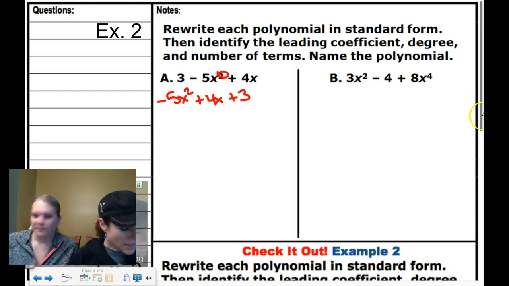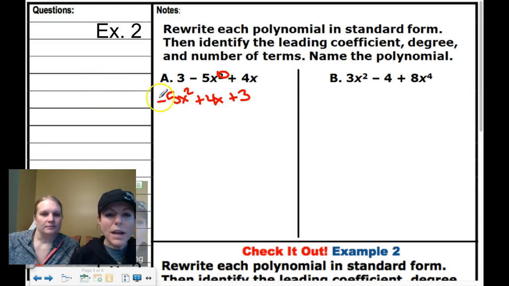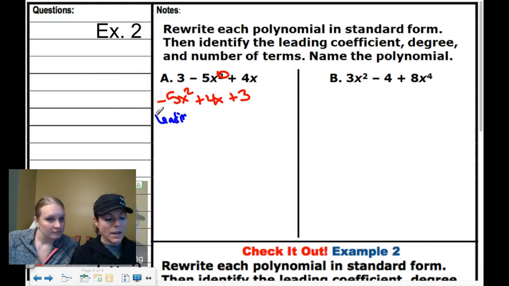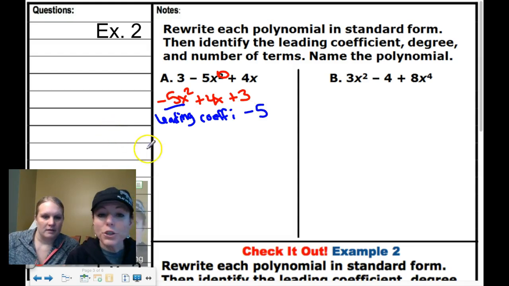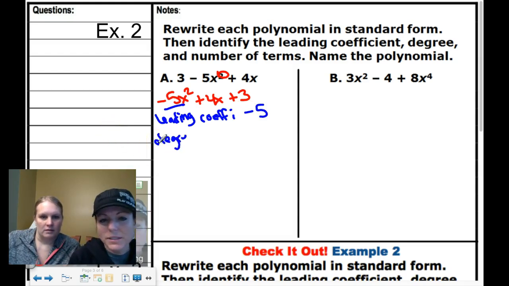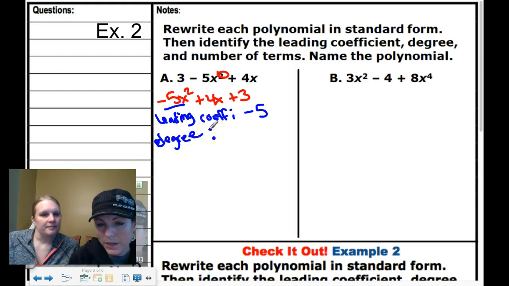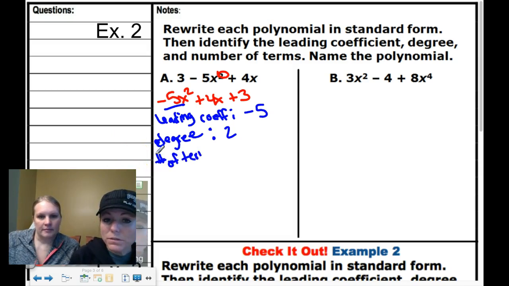So now let's identify the leading coefficient. What I usually do, Miss Boyd, if you can see, is separate them all out. So the leading coefficient is negative 5. The degree, and notice how Miss Boyd's writing it out. That's exactly what you should be doing when we go through examples or on the video question. The degree is the highest number here, so it's 2. You're not adding all of them because it's a polynomial, not a monomial. Number of terms: here's 1, 2, 3. So 3.